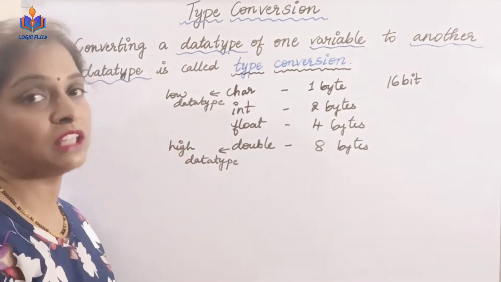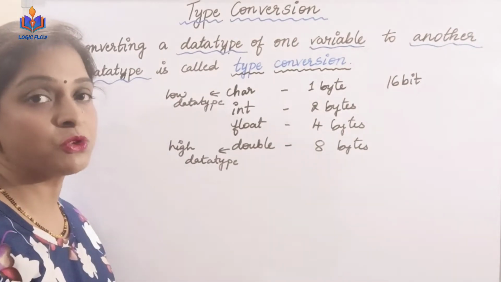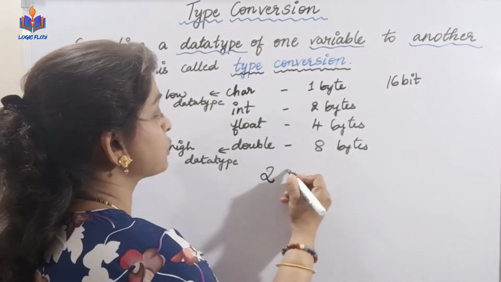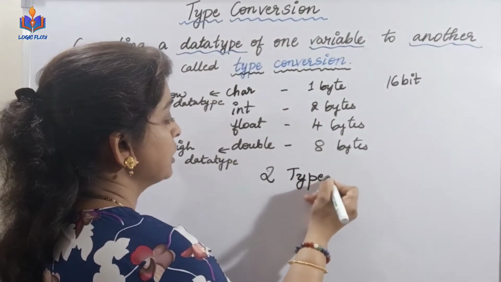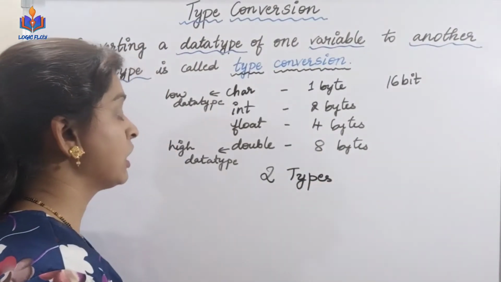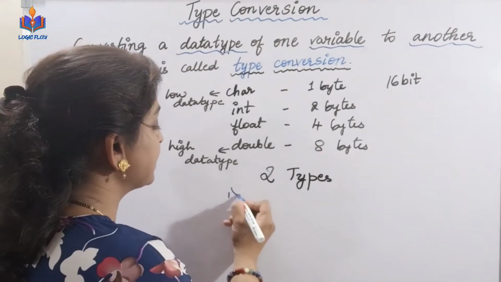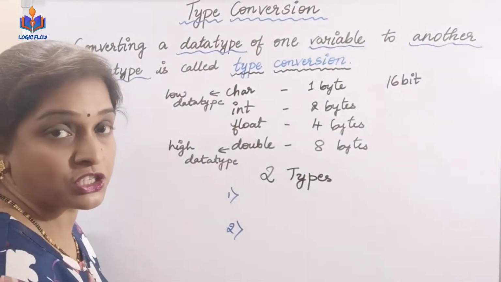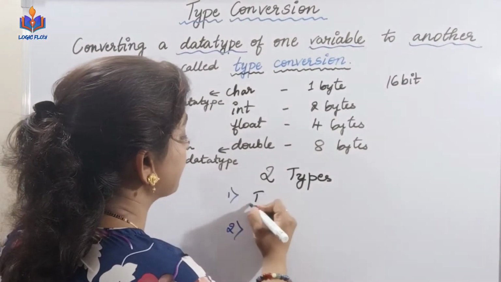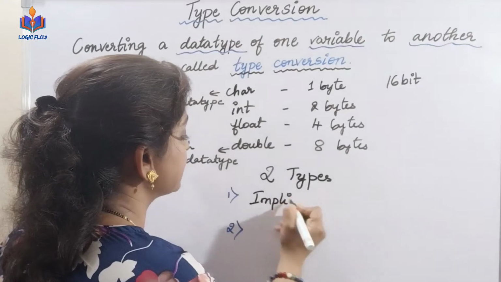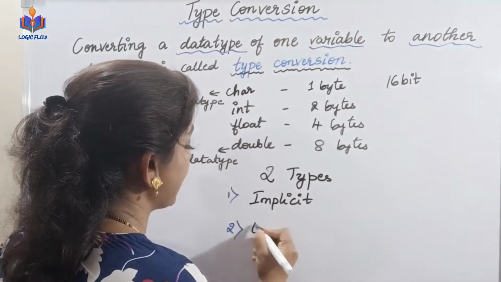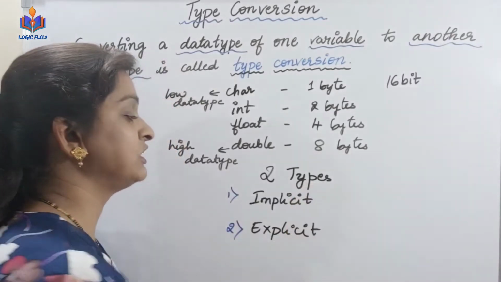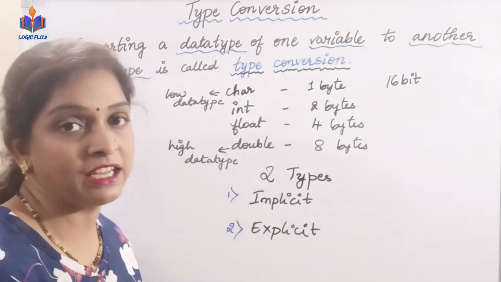In order to do that conversion, it makes use of 2 types. Which are those 2 types of conversion? One is implicit conversion and the other one is explicit conversion. So we have implicit type conversion and explicit type conversion. Let us talk about these 2 types of conversion in detail now.